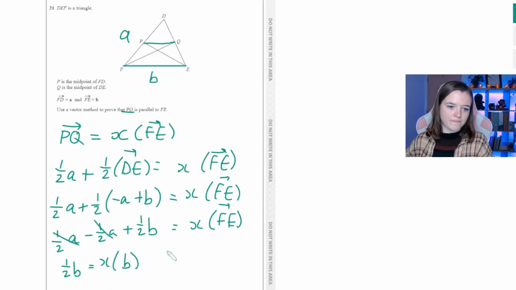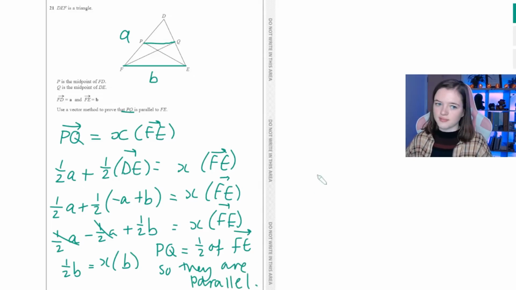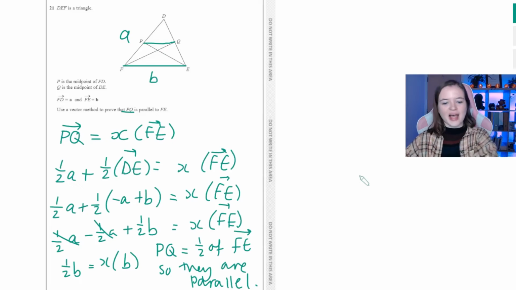So the proof bit of it is, PQ is 1/2 of FE, so they are parallel, and that is all you need. Fun. There we are. That one actually wasn't too bad because I saw it and hadn't done it before, hence me going on my spiel. I'd put that at about a grade 7-ish. It's not quite grade 9, but I would put that at about a grade 7, 8-ish. Not easy, but definitely not the most difficult vector question you'll ever see.